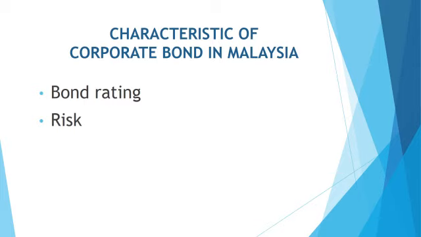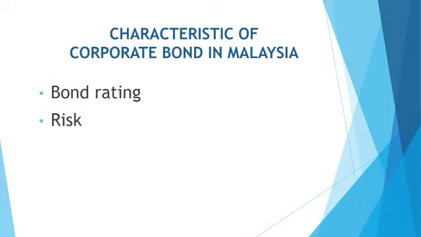Second is risk. It has three risks, which are credit risk, market risk, and interest rate risk. Credit risk is the risk that the bond issuer is unable to pay the coupon payment on the dates that have been set or at maturity. Market risk is the risk of price fluctuation, affected by the demand and supply of the bond in the market.